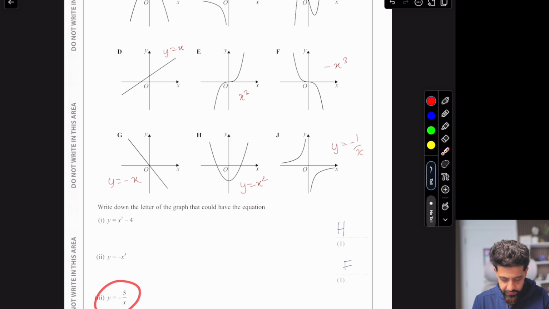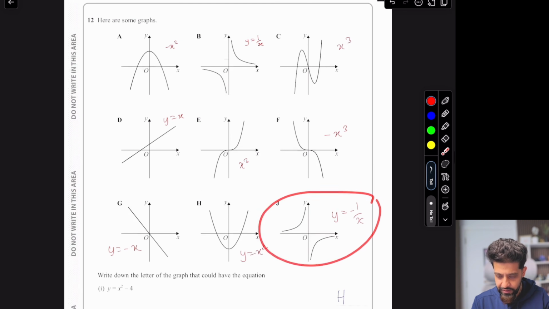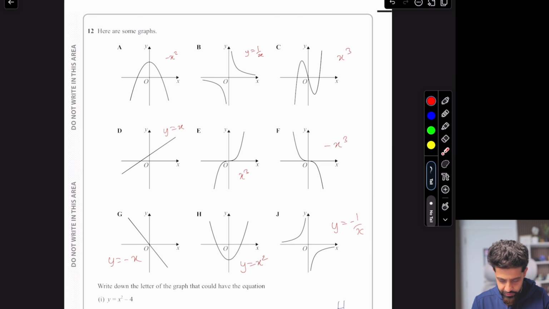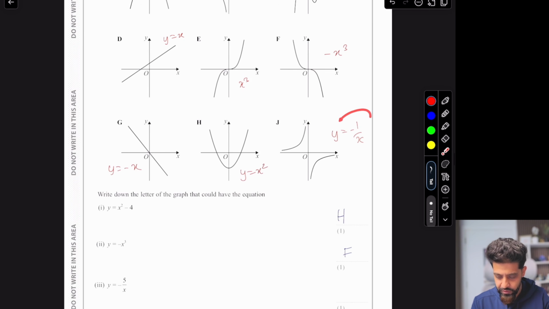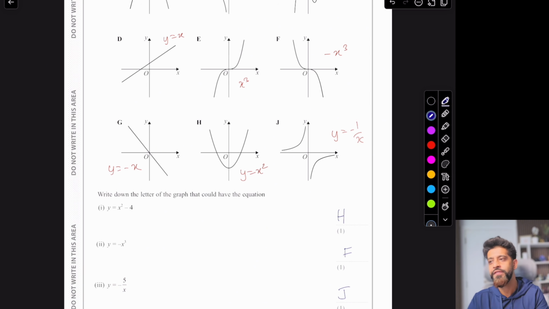And last one, minus 5 over x. That was there, right there. Look, no, the other one was a positive, wasn't it? Oh, we didn't have another one. Yeah, that was a positive. So minus is that one because it's got a minus there. Okay, so that will be j. So h, f, j is our final answer.